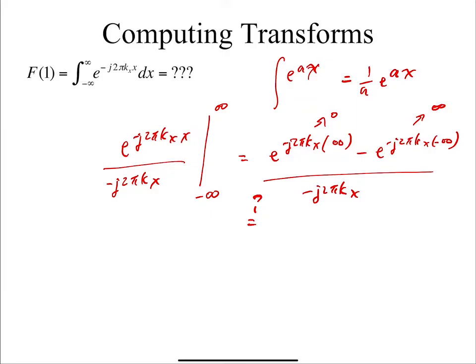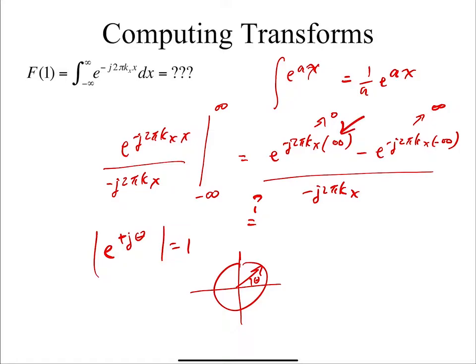So remember, e to the minus j 2 pi kx has the form e to the minus j theta, right? So what's the magnitude of that e to the minus j theta? The magnitude is always equal to 1, right? So this is simply a vector that has some angle theta, or minus theta in this case. Let's make this e to the j theta. Anytime you see e to the j something, it just has a magnitude of 1. And all this infinity thing is doing is changing the phase, right?